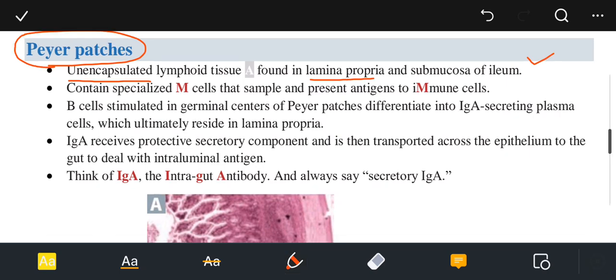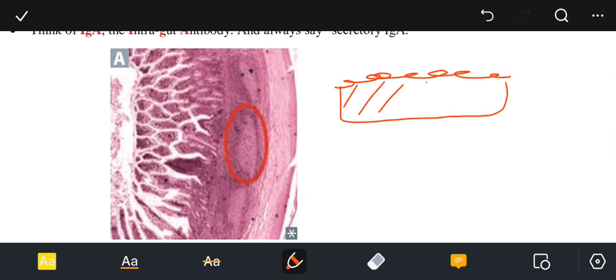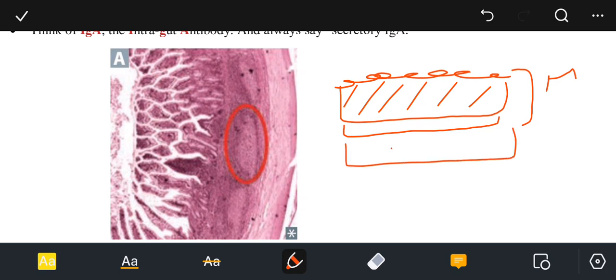What is lamina propria? If we say that this is mucosa, the mucosa is subdivided into three layers. The uppermost layer is the epithelium. Then we have lamina propria. Below the lamina propria, we have the muscularis mucosa. These three layers constitute the mucosa, and then we have submucosa below that. So this is submucosa.